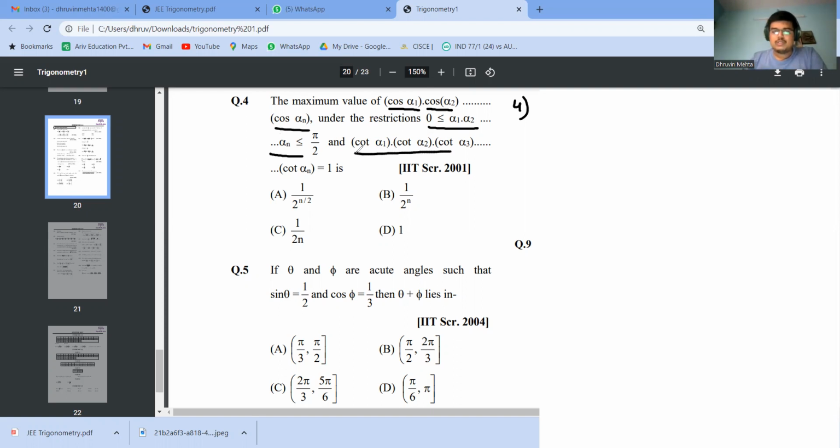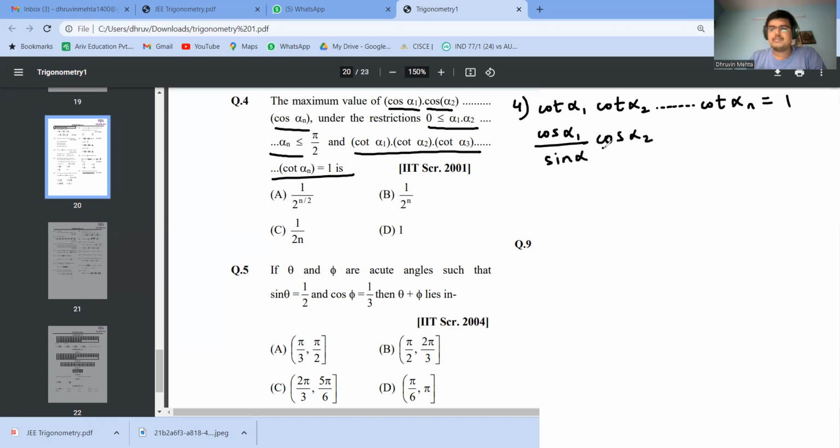And this is given. We'll start from this given equation. So cot alpha 1, cot alpha 2, multiply करते जाओ cot alpha n तक. The final result of this multiplication is 1. So let's do one thing. We want cos, right? So let's convert this to sin and cos. So we will get cos alpha 1 upon sin alpha 1, cos alpha 2 upon sin alpha 2, and we'll just keep doing this till cos alpha n upon sin alpha n. This, guys, is equal to 1.